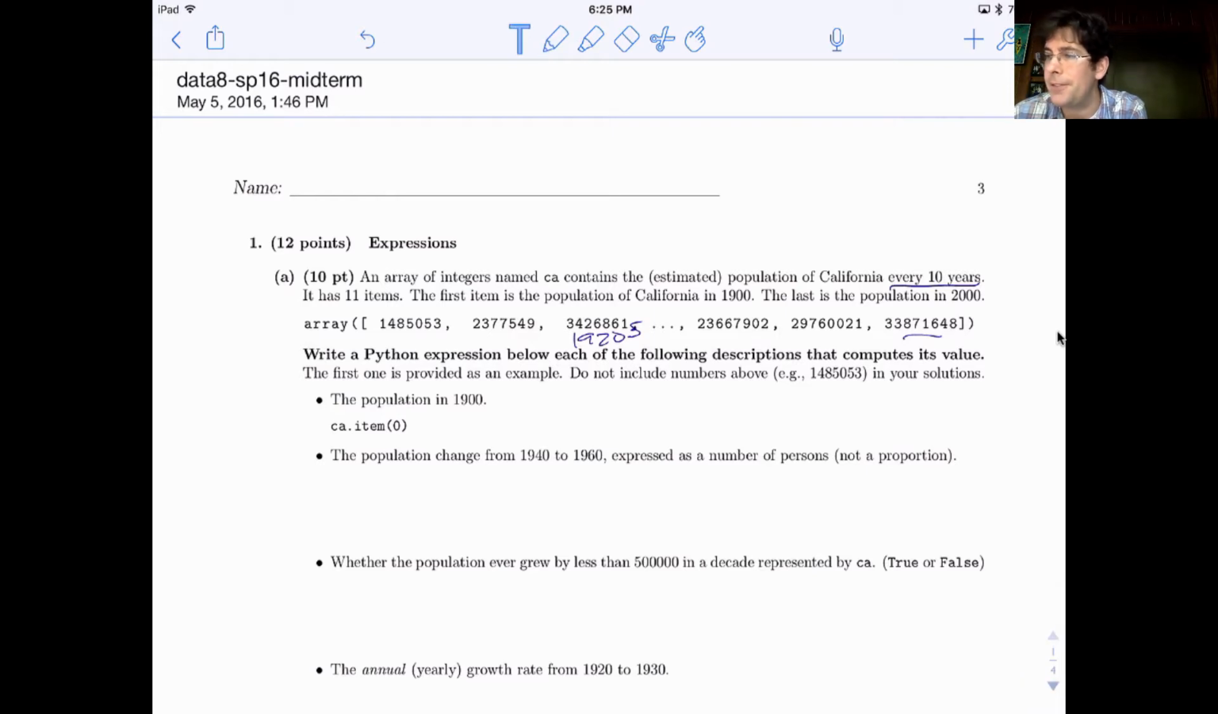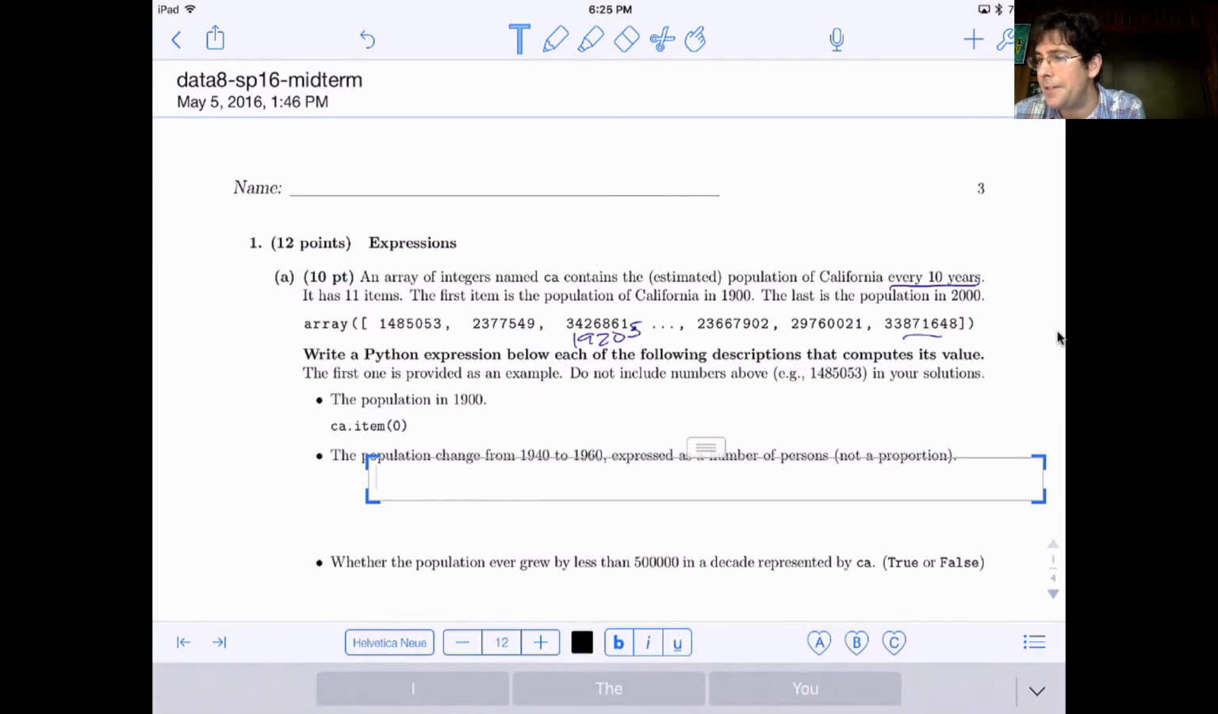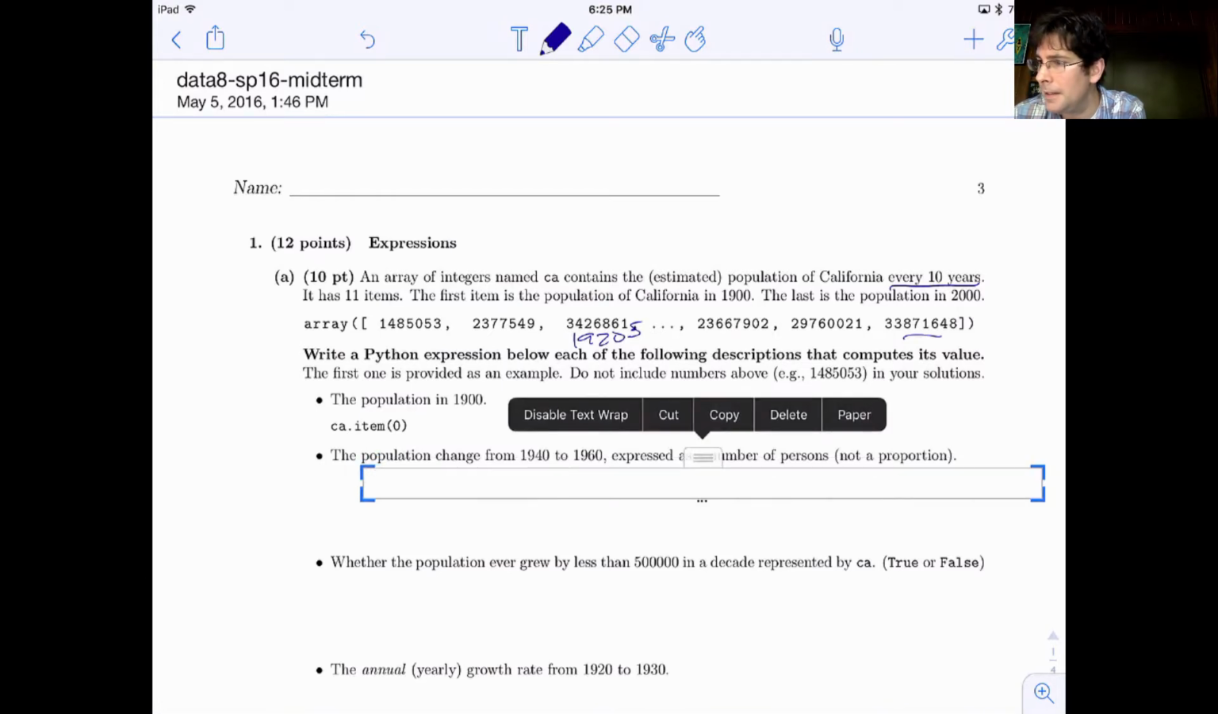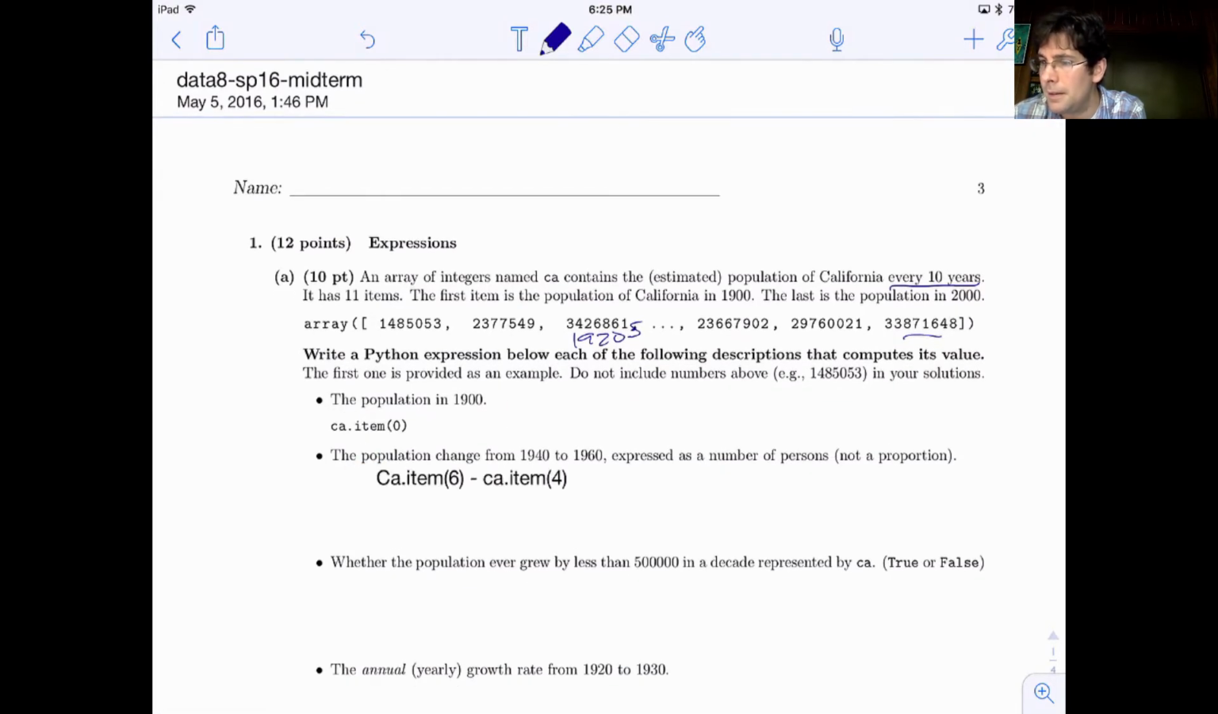So what about the population change from 1940 to 1960? Well, you compute a change just by subtracting the later value from the previous value. So that would be ca.item 6, that's the 1960 value, minus ca.item 4. This C is not supposed to be capitalized, but the software capitalized it for me and I'm too lazy to change it.